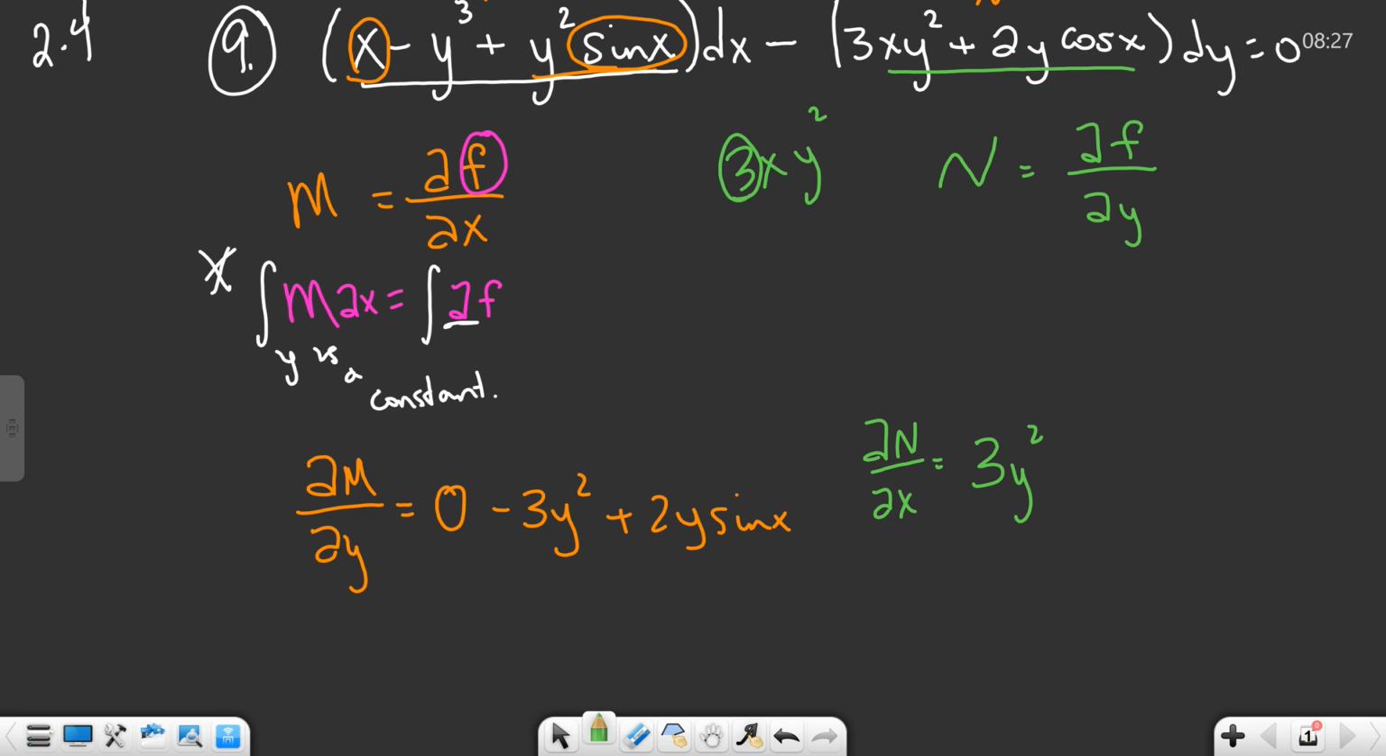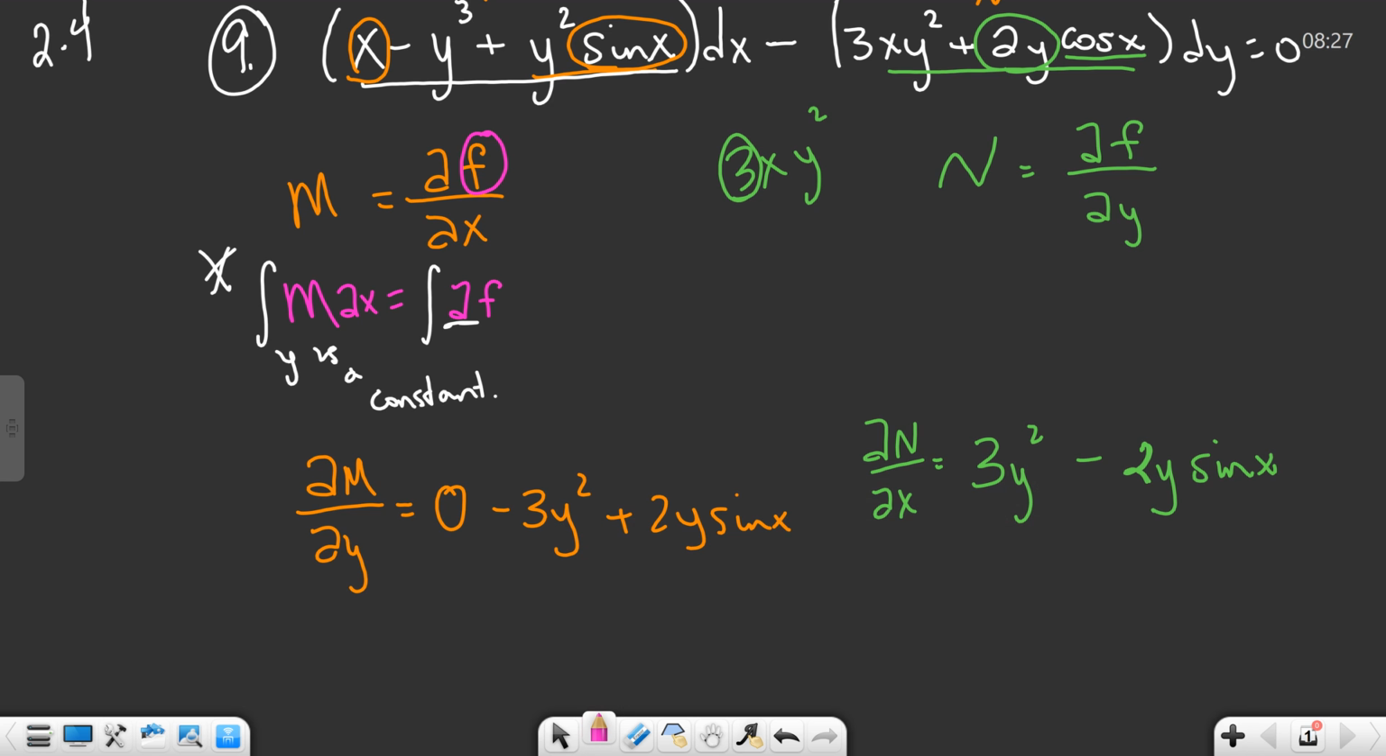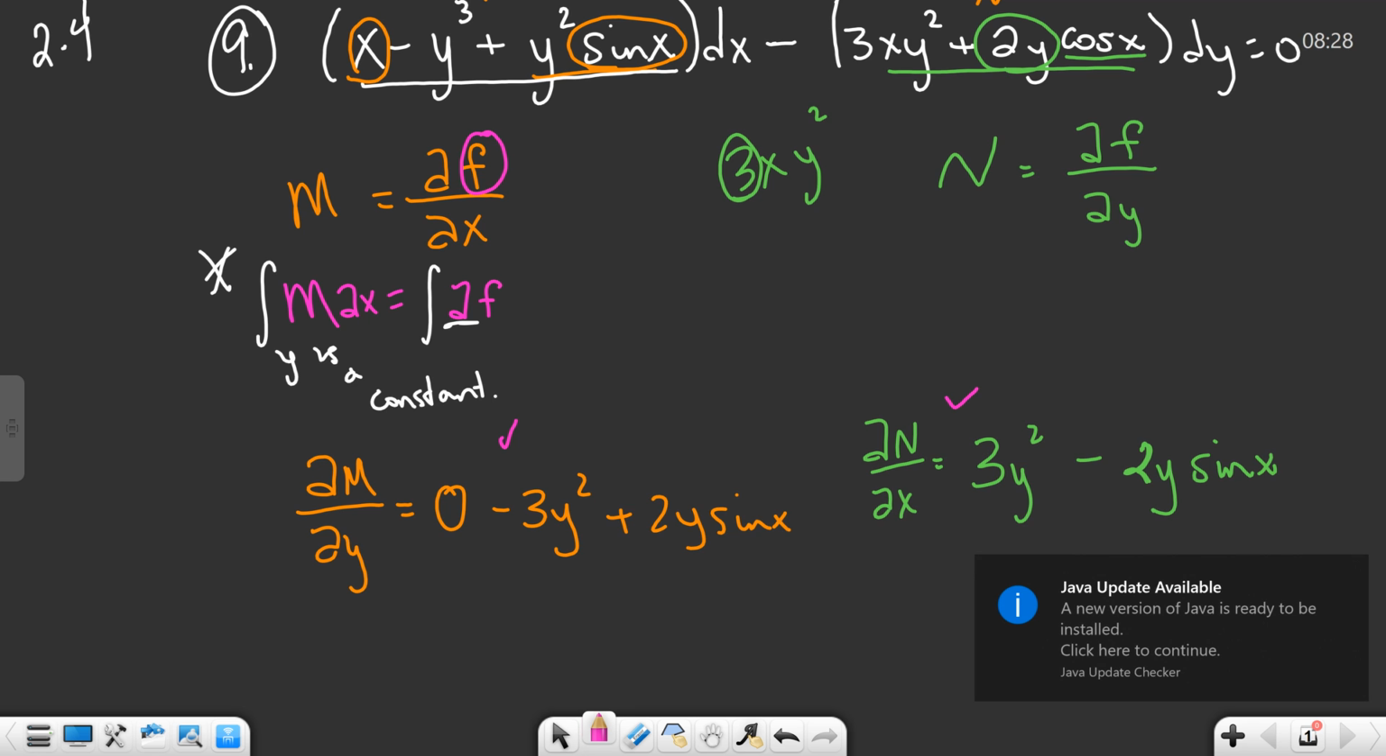Then when we do the derivative of this one, remember y is a constant. So we know that we're going to have a 2y here. Now I've got to take the derivative of cosine, which gives me what? Well, it gives me negative sine x.